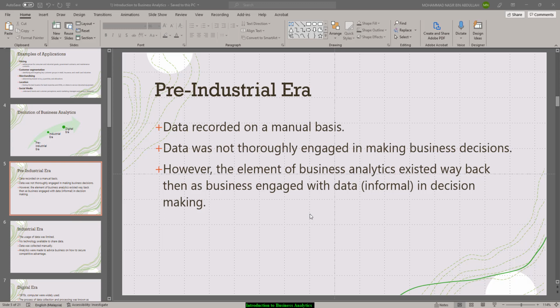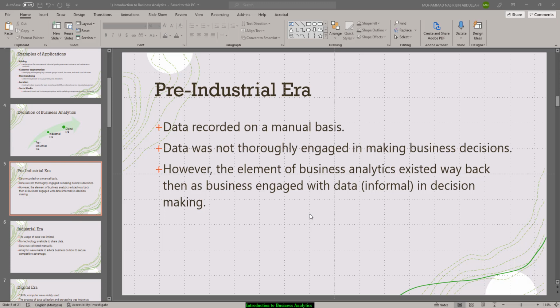In the pre-industrial era, there was also a business analytics part involved. But we notice that the data was recorded on a manual basis, meaning it was recorded in a big book. If we went to a health clinic before, there was a big registration book where we filled in forms and information, and then the doctor would key in our description on a card and store it in a container. Right, this is very hard to get the data.